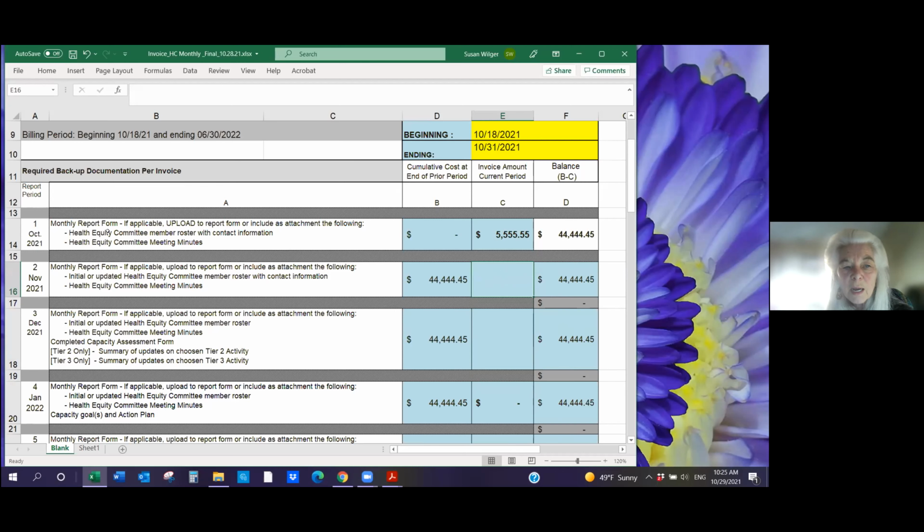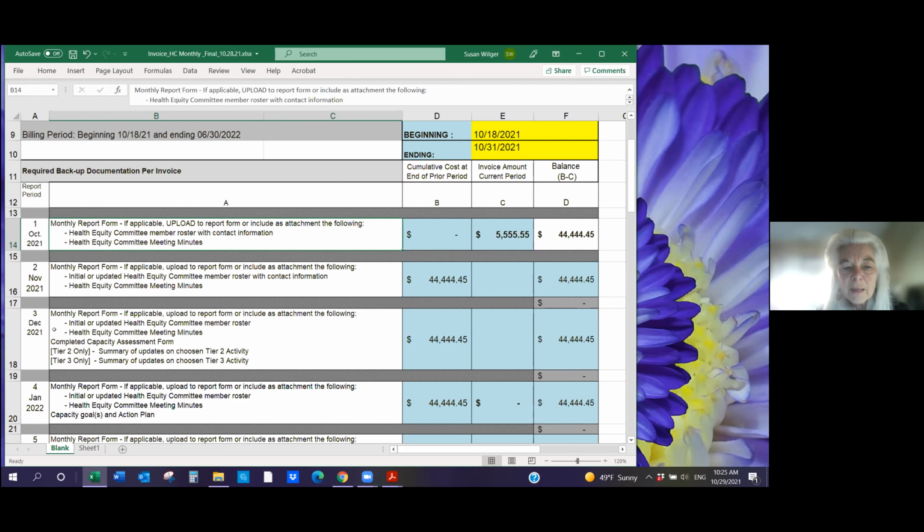So what we did is for every month, we gave you prompts in terms of the type of reports you need to submit with your invoice. Susie will go into this in more detail, but every month you have to submit a monthly report form. There are some supplemental documents that are uploaded to that monthly report form, so she'll go over that.